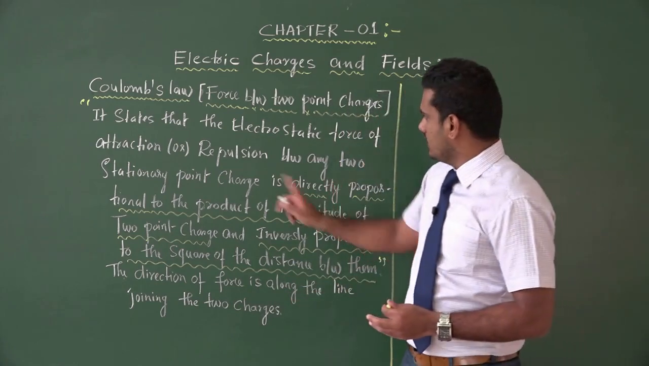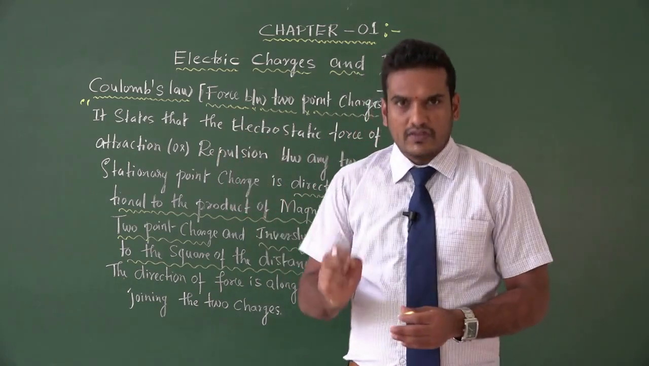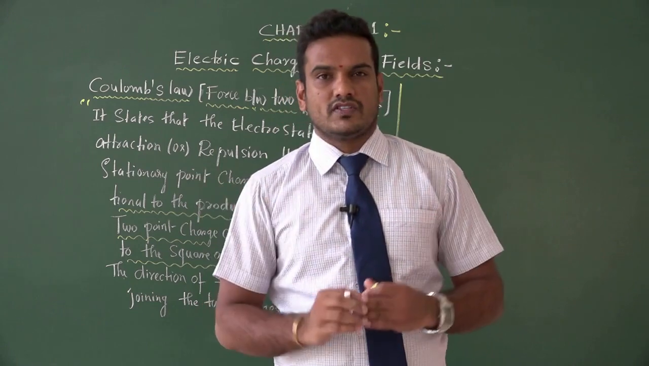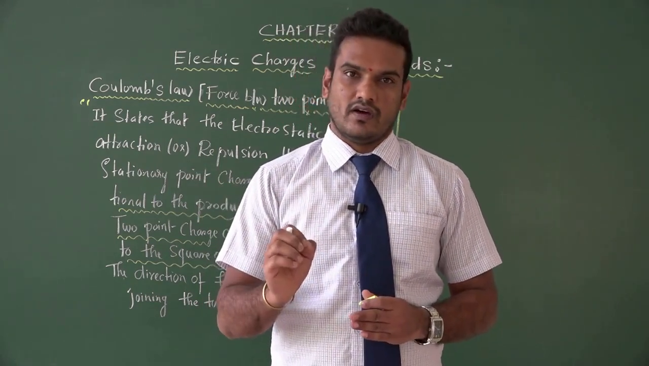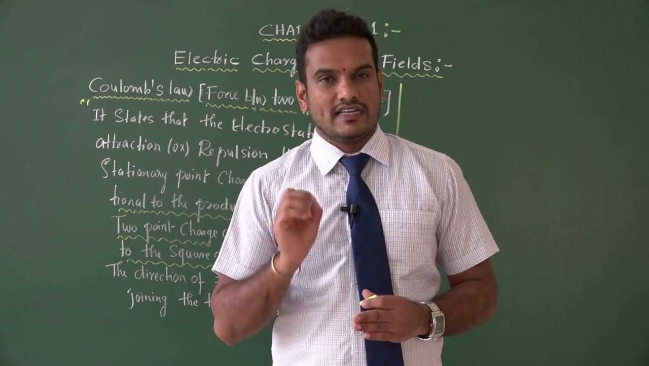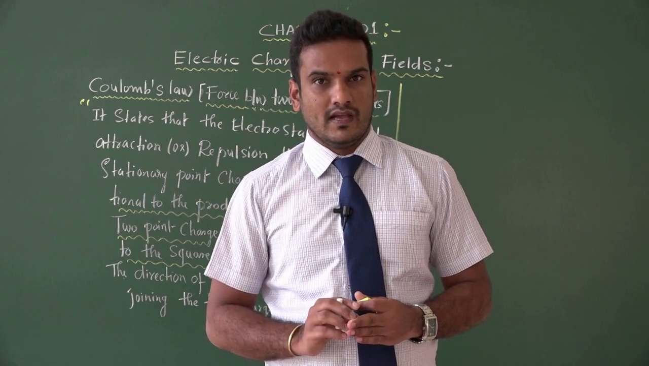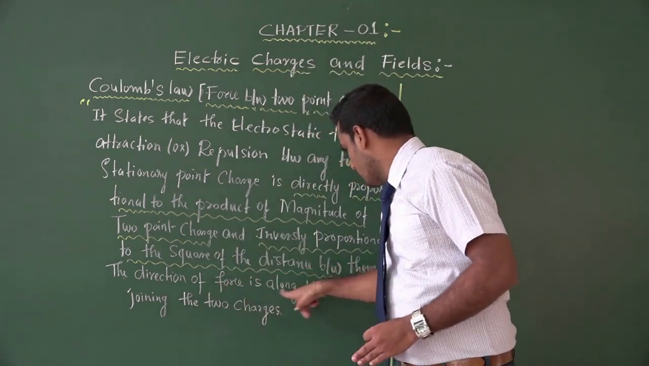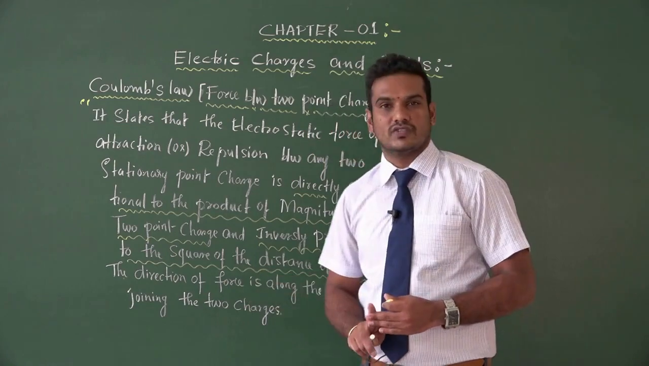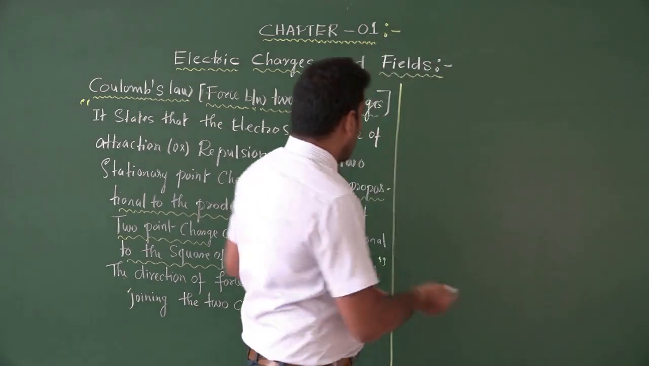I repeat, the electrostatic force of attraction or repulsion between any 2 stationary point charges is directly proportional to the product of the magnitudes of the 2 point charges and inversely proportional to the square of the distance between them. And the direction of force is along the line joining the 2 charges. So this is the statement for Coulomb's law. Now I am going to explain.